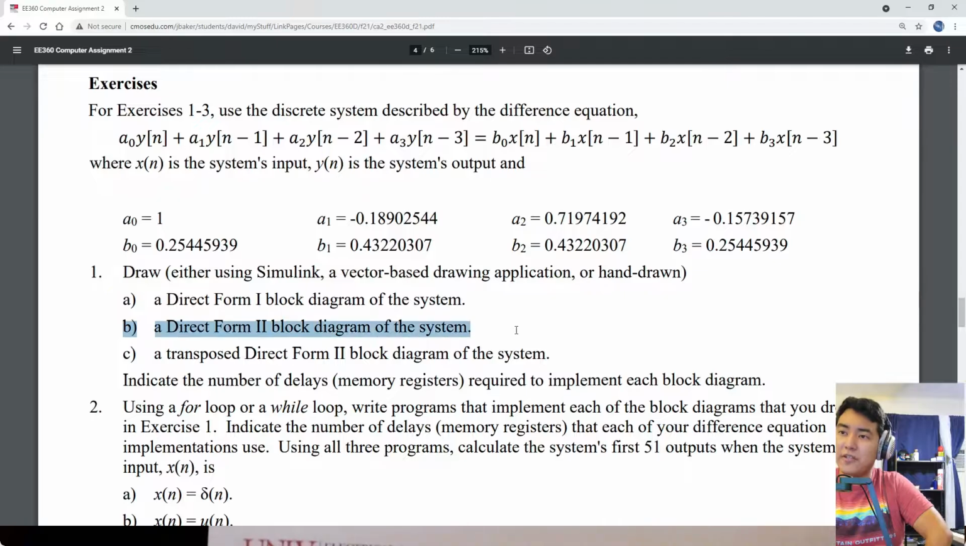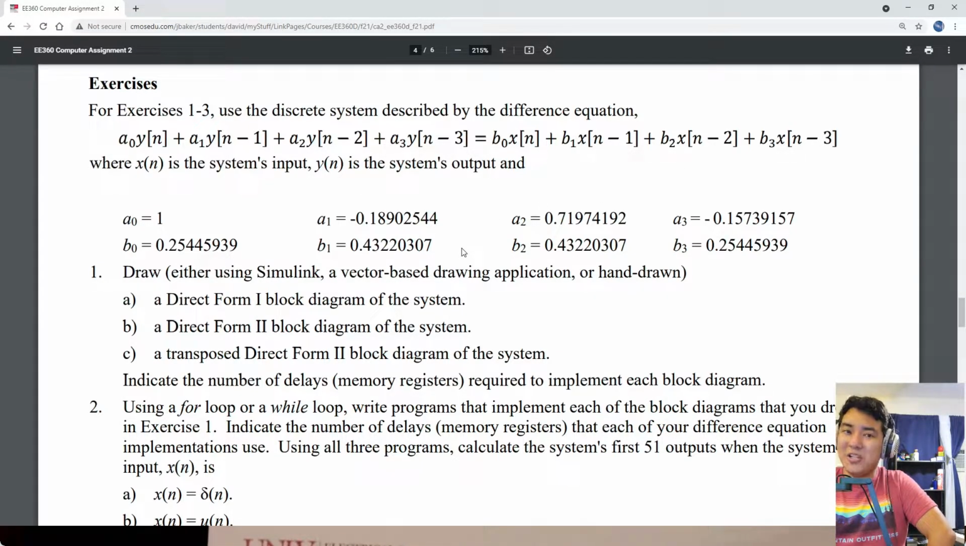But we're going to go over a direct form 2 block. Here's your big difference equation, pretty big. And we're going to try and draw this, and I'll show you how it's going to go. So we have y of n minus 1, y of n minus 2, minus 3. And then you have x of n minus 1, 2, and 3, right?